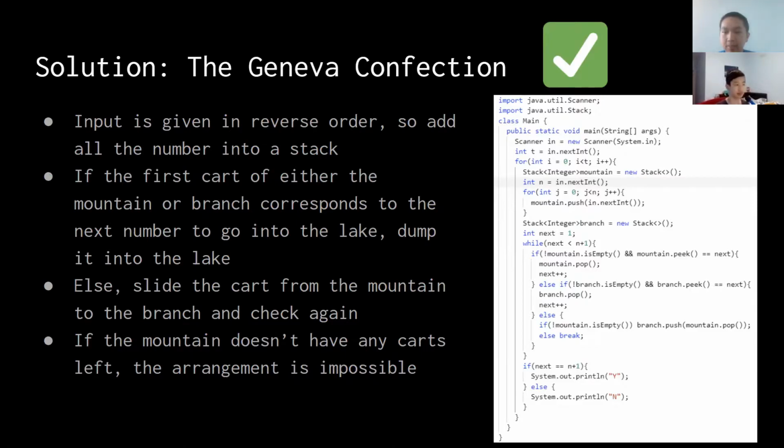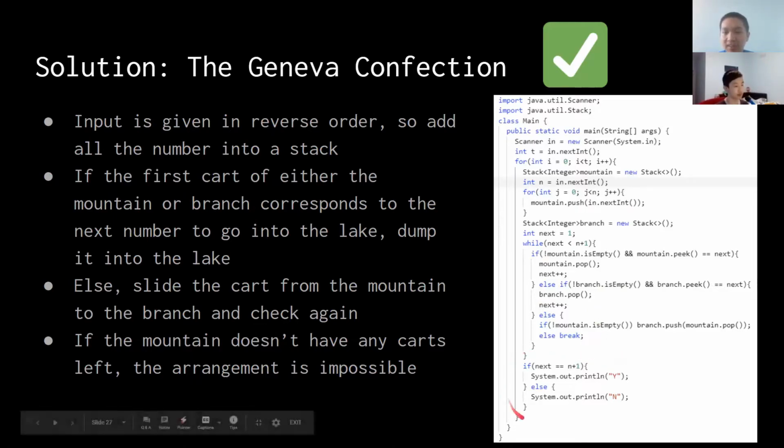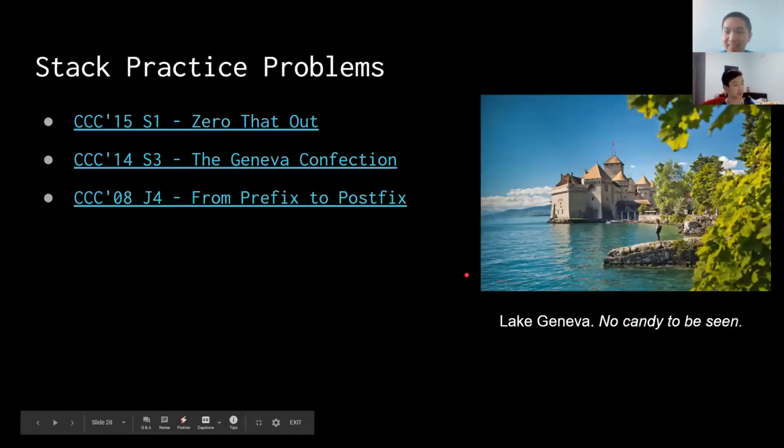And we also check if branch.peek equals next, which means the first cart in the branch. Is it the next number that we need? If it is, then we can pop it. But if the next number in both the mountain and the branch do not correspond to the number that needs to end up in the lake, then the configuration is impossible, and you would just break out of it. And if it's complete, then you would print out yes. Otherwise, you would print out n for no.